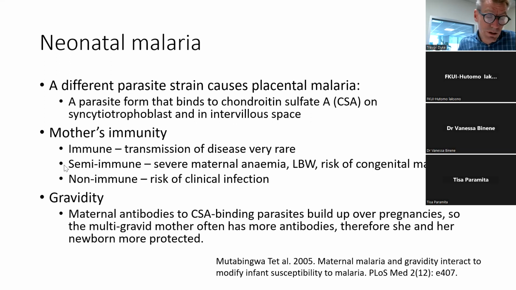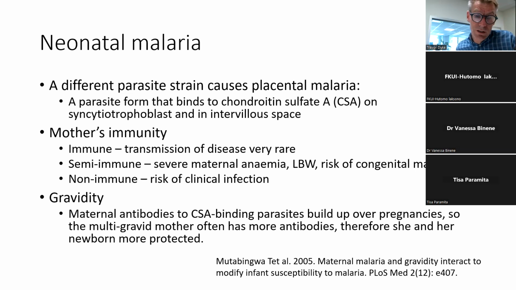If they're semi-immune, that is, they might have some antibodies, they might have been exposed at some time, but not a strong antibody response, then often the mother, if they get malaria during pregnancy, will have severe anemia, and their baby might have low birth weight, and be at some risk of congenital malaria. The babies that are most at risk of infection are those where there's a mother who's not immune. And as I said, two things influence whether a baby gets congenital malaria. One is the mother's immunity, and the other is the gravidity of the mother.